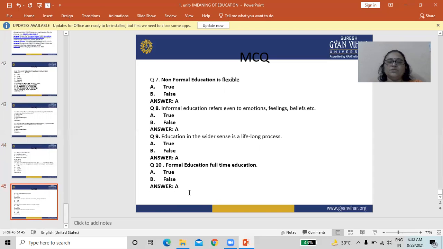Next MCQ. Non-formal education is flexible. True or false? Option A true, option B false. Option A is correct. Non-formal education is flexible. Next MCQ. Informal education refers even to emotion, feeling, belief, etc. True or false? The answer is true. Next MCQ. Education in the wider sense is a lifelong process. Option A true, option B false. True. Education is a lifelong process. Next MCQ. Formal education is full-time education. Option A true, option B false. Option A is true. Thank you, students. You listened to me patiently.